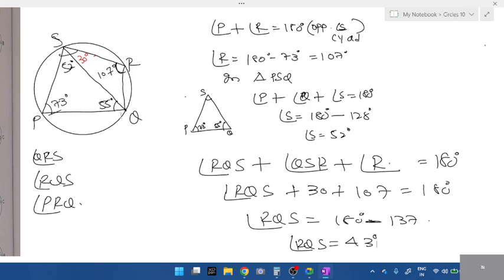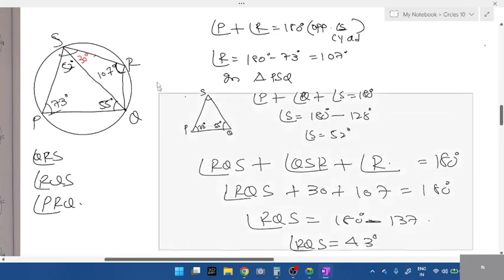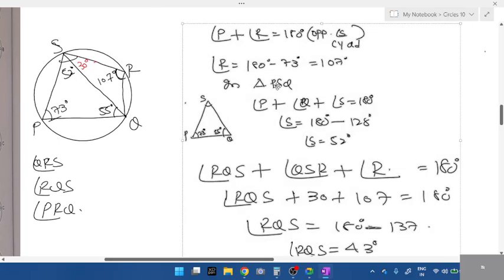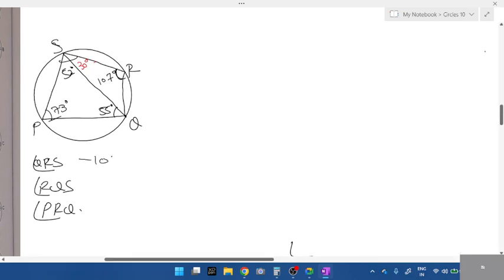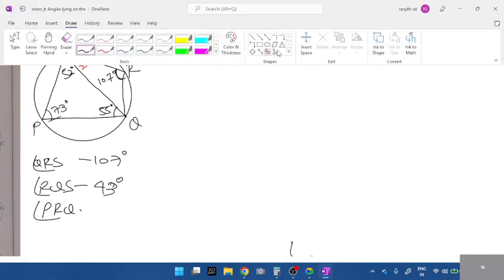Angle. Correct. PRQ, both are 52. Which theorem? Angles lying in the same segment are equal. All of you are done? Completed till here? Okay. 107 and 43 is the answer, students. 107 degrees, 43.